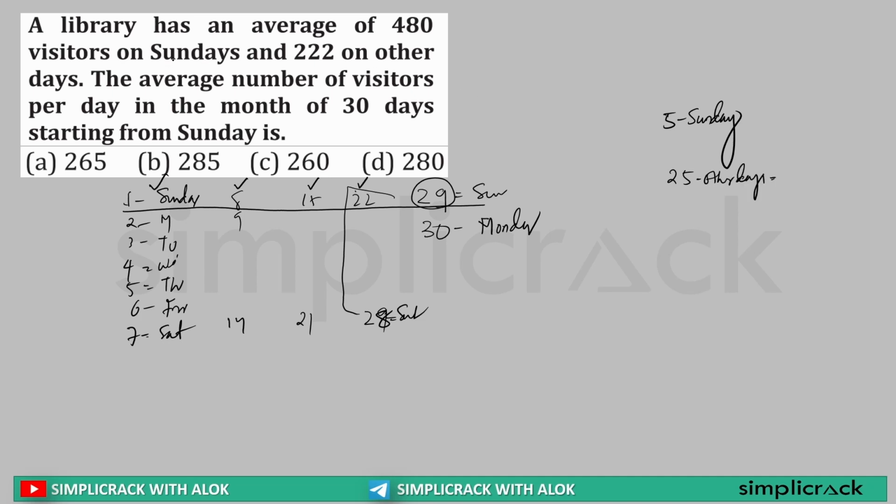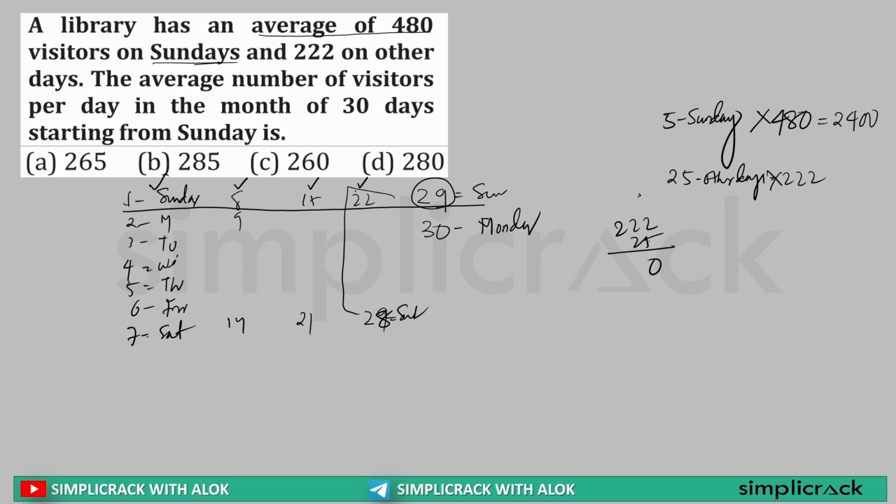It is saying on each Sunday, how many visitors are there? 480. So on 5 Sundays, how many total visitors are there? 5 into 480, that is equal to 2400. Now on each other day apart from Sunday, how many visitors are there on an average? 222. So the total number of visitors is what?